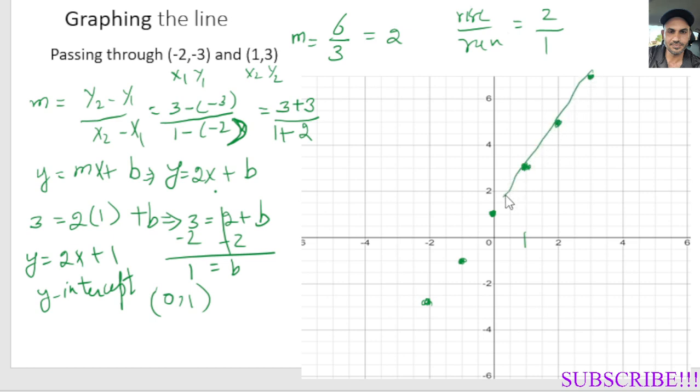So here we go. This is the equation. This is the graph of the line that corresponds to this equation, y equals 2x plus 1. All right, now let's go ahead and do the next example.